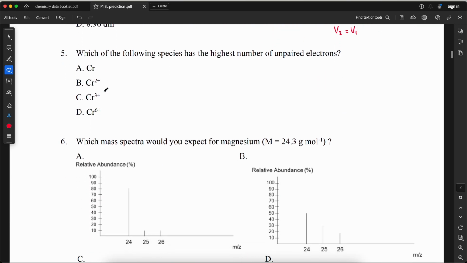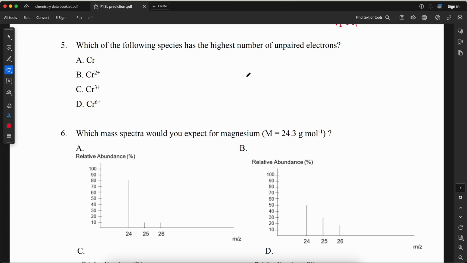Which of the following species has the highest number of unpaired electrons? Cr with the electron number of 24. So 1s2, 2s2, 2p6, 3s2, 3p6, 4s2, 3d4. Remember the rules of half fill and full fill. So this one we need to change it to be Ar. Okay, this will be Ar.